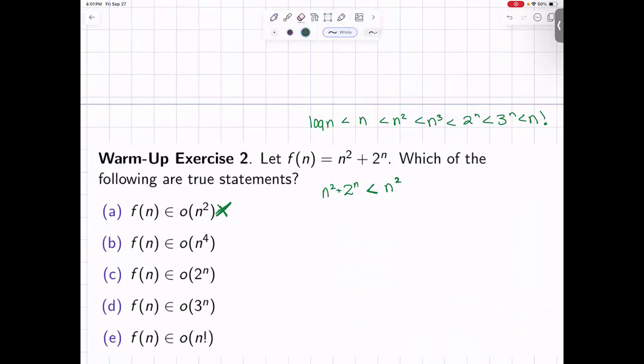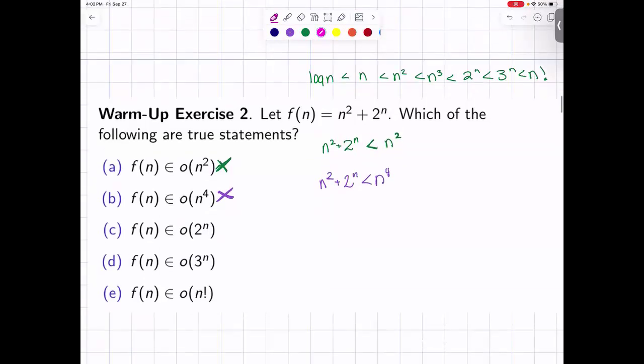Now, the next one they want us to consider is if n squared plus 2 to the n is in n to the 4. And by the same logic as previous, we can see that if it wasn't in n squared, for the same reasons, it's not in n to the 4. We have this extra term here that's causing us problems. So this also can't possibly be true.